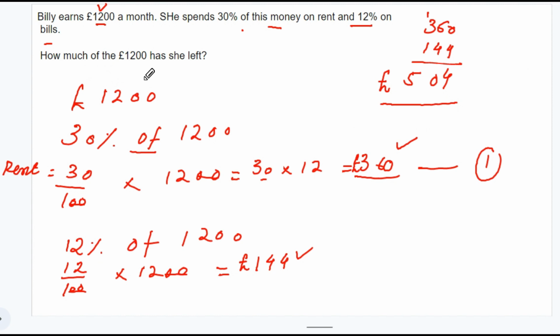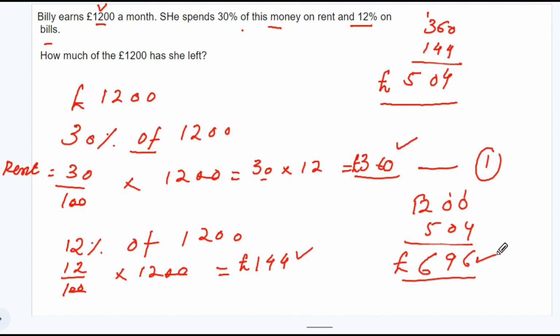How much of the 1200 has she left? So what do we need to do? Well done. We need to take away her expenses, right? So what will be your answer? 10 minus 4 is 6. Here is 9 left. Here is 11 left. And 11 minus 5 is 6. So £696 is your answer.